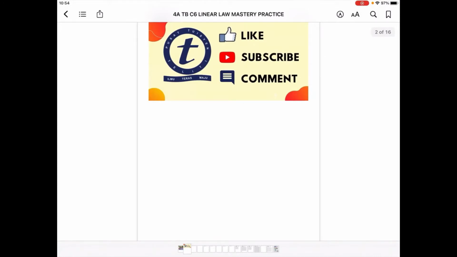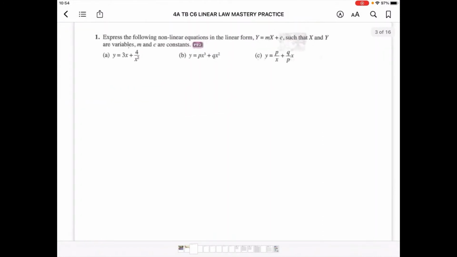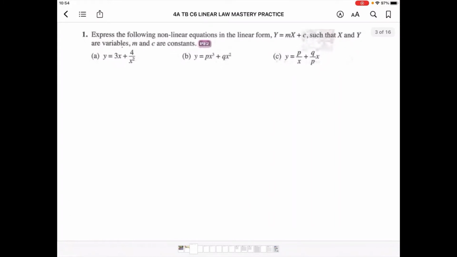So let's get straight to the first question. We're supposed to express the following non-linear equation in linear form, in the form of y equals mx plus c. So here we have to convert to linear form, and in order to convert to linear form, I think the key thing is to identify what is your big Y, big M, big X, and C. Big Y means variable in your y-axis, big X means variable in your x-axis, M is your gradient, and C is your y-intercept. So the thing is, your C here must not have any variable X or Y.